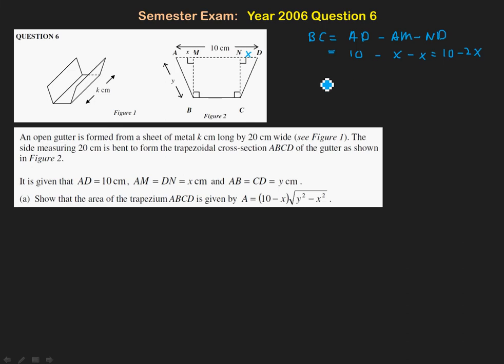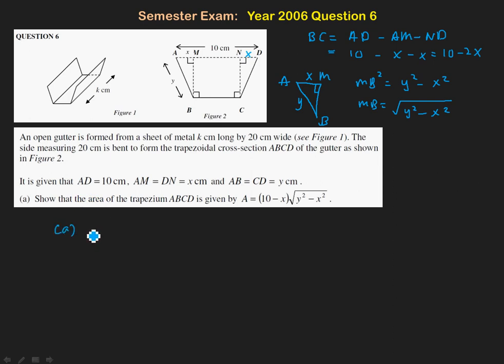Also we know that from the right angle triangle, BM and A here, this length is x, this is y, and so MB squared is equal to y squared minus x squared. In other words, MB is equal to the square root of y squared minus x squared. Now this probably will be useful later, we're not too sure.